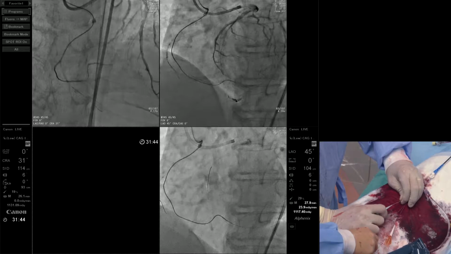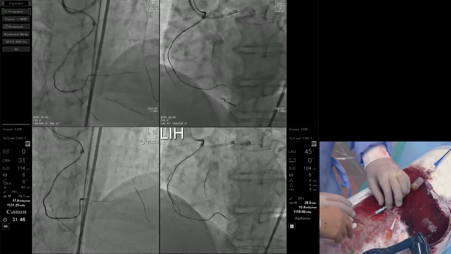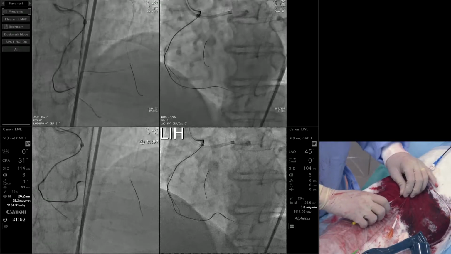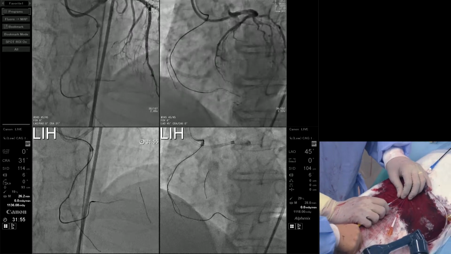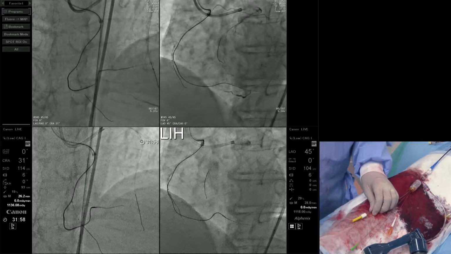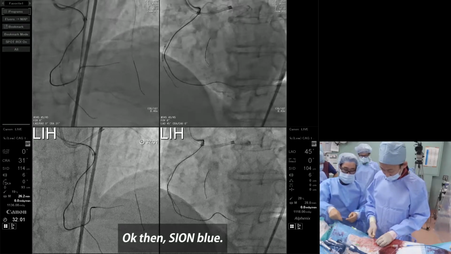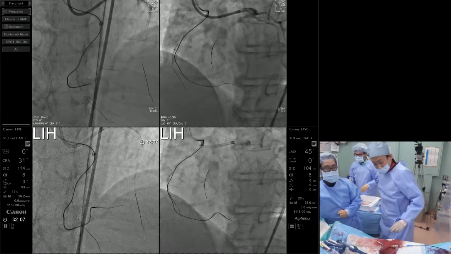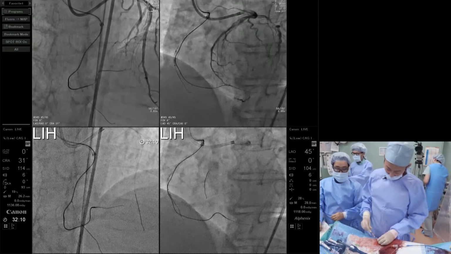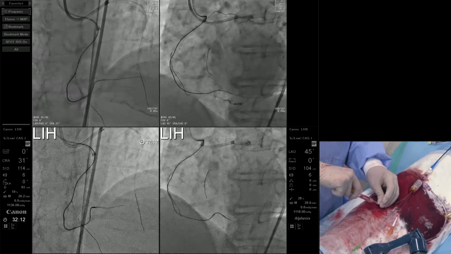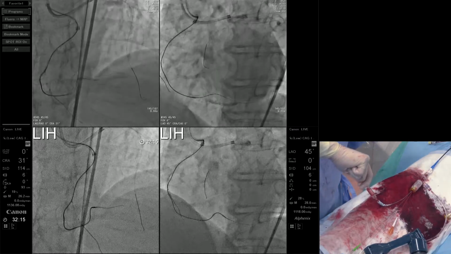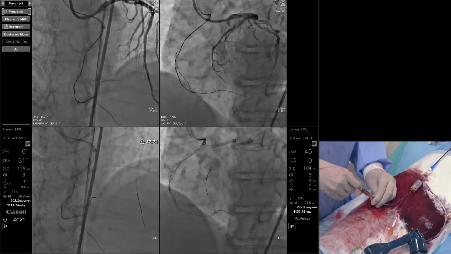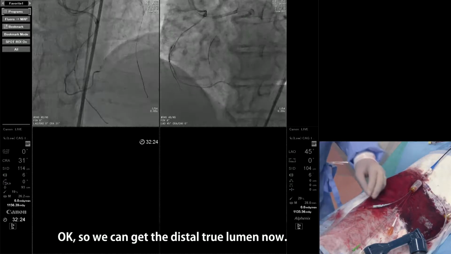Okay, now we can see the backflow. Now let's check the tip injection. Okay, so we can get the distal true lumen now.